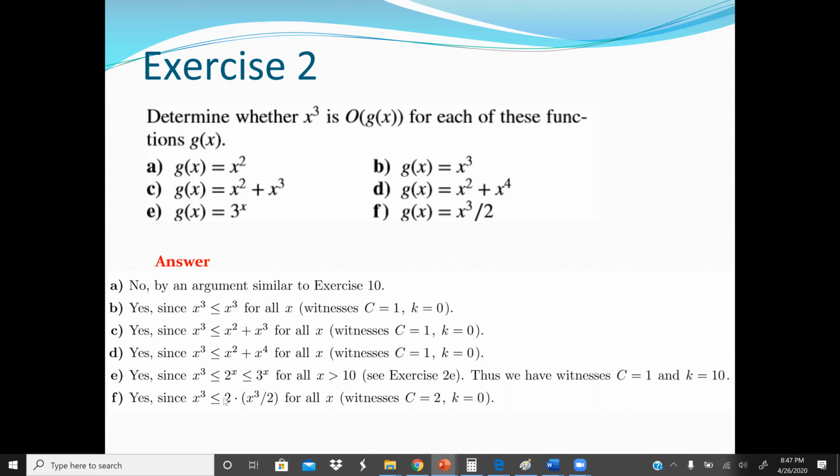So that's why you can see the rule said here. Since s cubed is less than or equal to 2 to the power x, and is less than or equal to 3 to the power x, for all s greater than 10, thus we say that c is 1, then k is 10. Because here the value of 3 to the power x and s cubed.